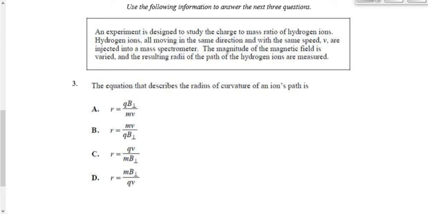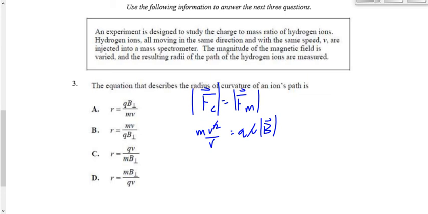We have an equation here that describes the radius of curvature of an ion's path. Well, if we're looking at the magnetic field and finding the radius of the ion's path, then we're looking at the main chamber of the cathode ray tube or of the mass spectrometer, as the case may be. So we'll say FC is equal to FM, or mv squared over r is equal to qvb. And then we're just going to rearrange this to solve for r. The r goes up, the qb goes down, and I end up with r is equal to mv over qb. So our answer would be B for that one.